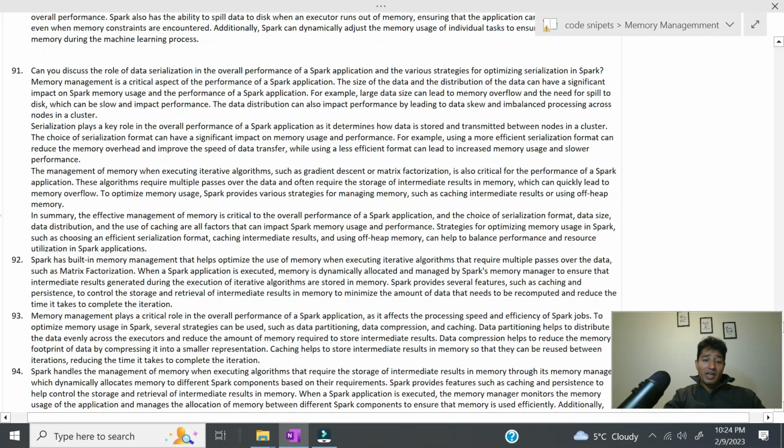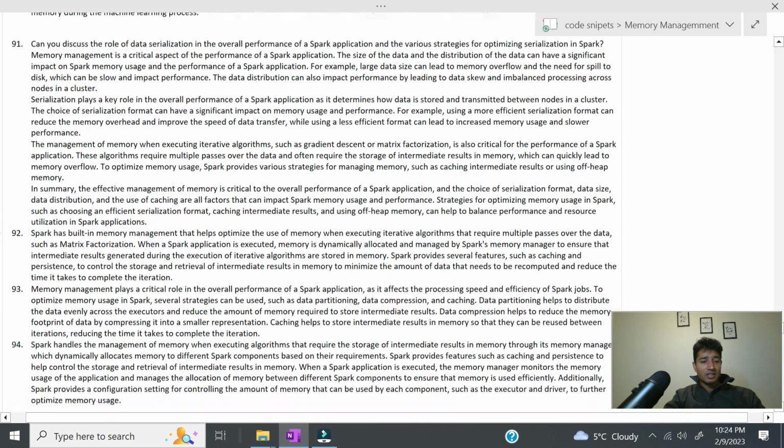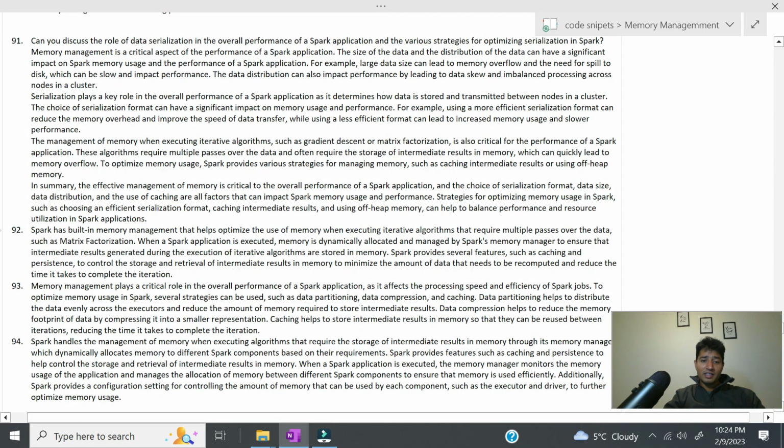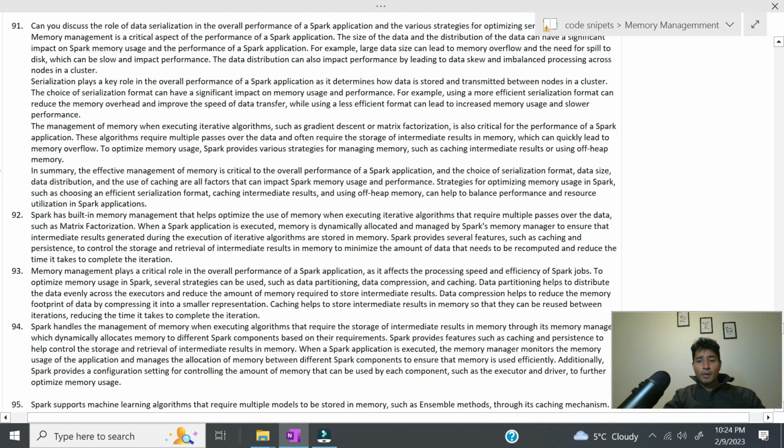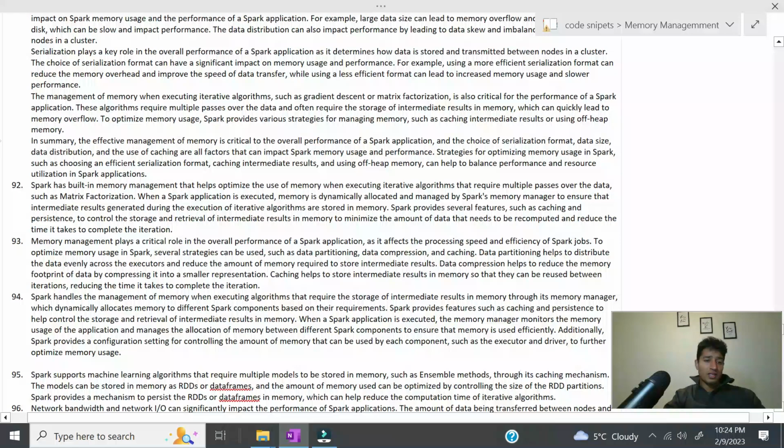So the memory management when executing iterative algorithms such as gradient descent, matrix factorization is also critical for performance of the Spark application. So when we summarize, effective memory management is very important for the overall performance of the Spark application. And choice of serialization, data size, data distribution, use of caching, all are the factors of the Spark memory performance, right?